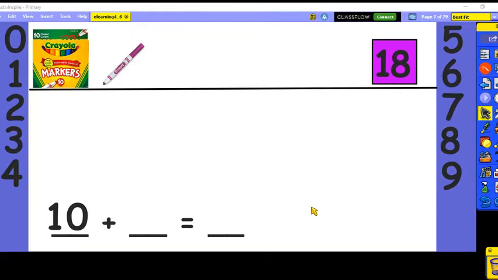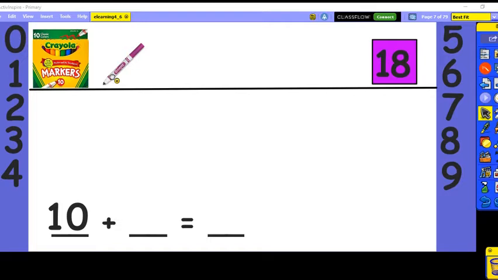For our next problem, I still want you thinking of 10 and some more. So this time we're going to think about having 10 and then adding some more to get to a teen number. Okay, so here's our problem. I have a box of 10 markers and just some single markers. So box of 10 and some single markers.